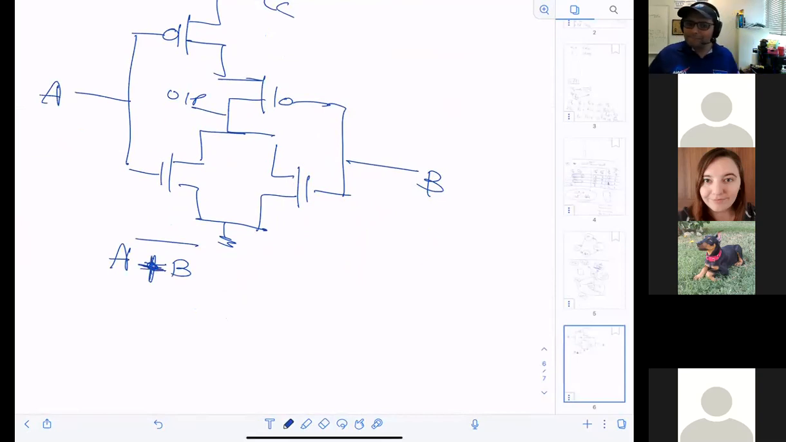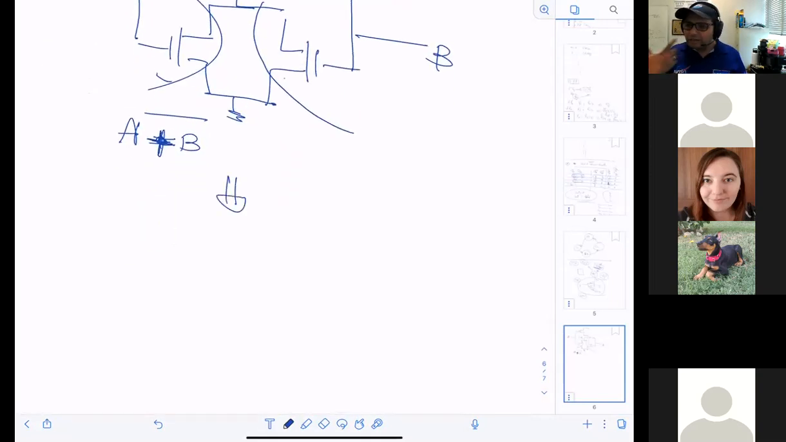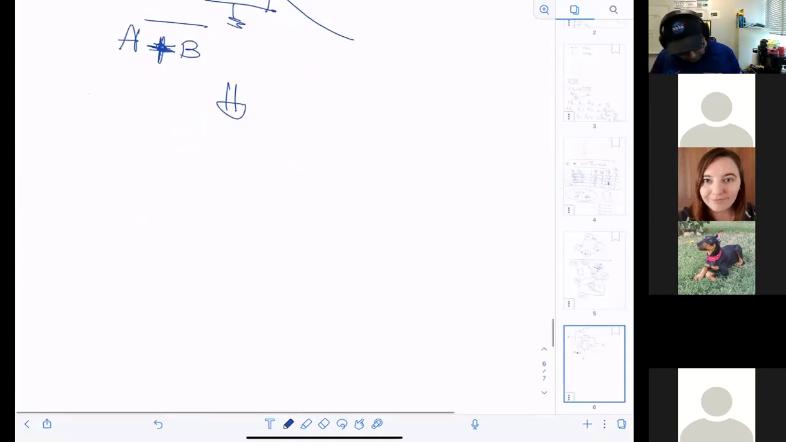Wait, so the A is on that side and the B is on that side? So where's the output? If this one goes on, this one is producing. If this one goes on and this one exists, the other one will pass to the ground. That's why it's like OR, but OR inverted. In the circuit, there is nothing called OR; in the silicon, just NOR and NAND, and the inverter.